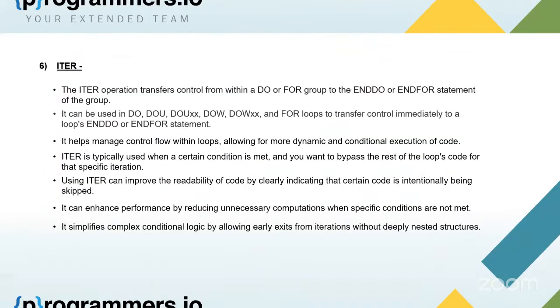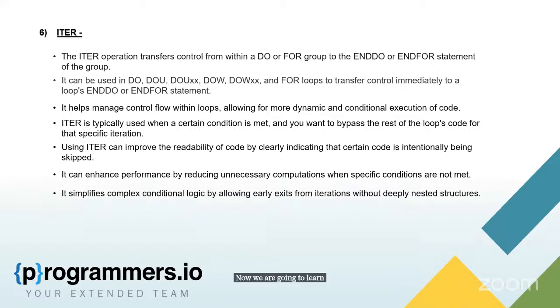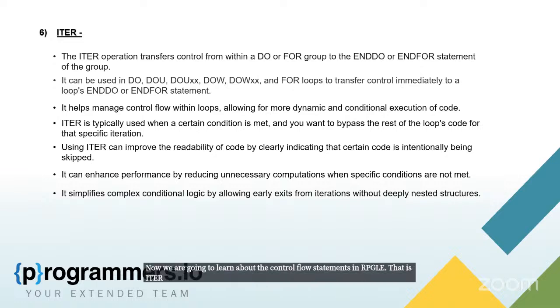Now we are going to learn about the control flow statements in RPGLE, that is the ITER and LEAVE opcodes. They belong to a broader category of opcodes that manage how a program executes the loops and the branches. Specifically, we can say that they are used in the context of loop control.